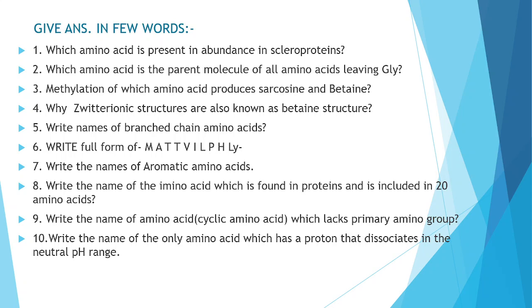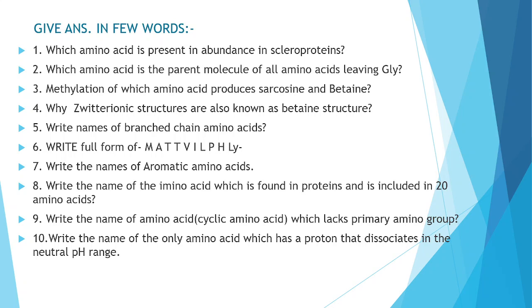Why zwitter ionic structures are also known as betaine structure? Write names of branched amino acids. Write full formula of Matwell fly. Write names of aromatic amino acids. Write name of amino acid which is found in proteins and is included in 20 amino acids. Write the name of amino acid which is cyclic amino acid which lacks primary amino group.